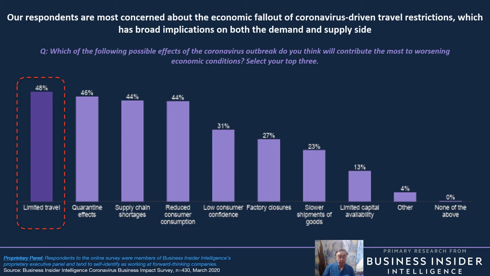If they look at what the impact is, it's actually a bit surprising. I think travel is the most important. I would say that's not the most important. I would think reduced consumer consumption, factory closures, these are all more important. Supply chain, because if anything closes, well, the difference between quarantine effects and supply chain shortages is slightly nebulous, because one begets the other. Anyway, all these interrelated effects are important.